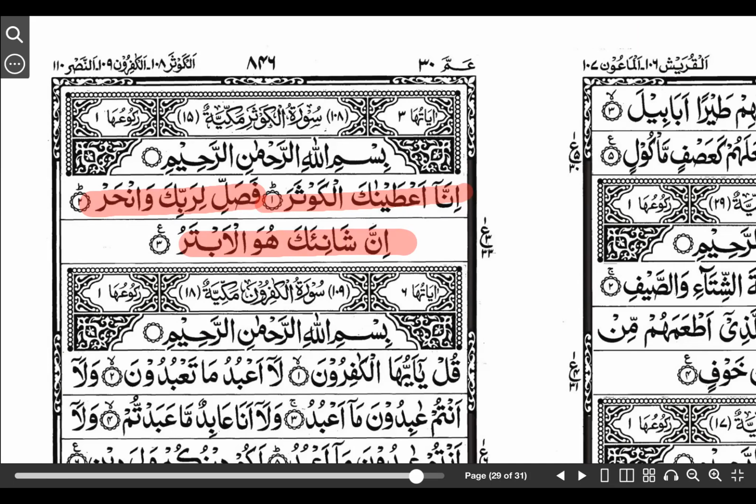Okay. Remember all the last ra's are full mouth, and just concentrate on these alif and ayn, and that's it. Okay. Bismillahirrahmanirrahim. We'll go to the next surah.